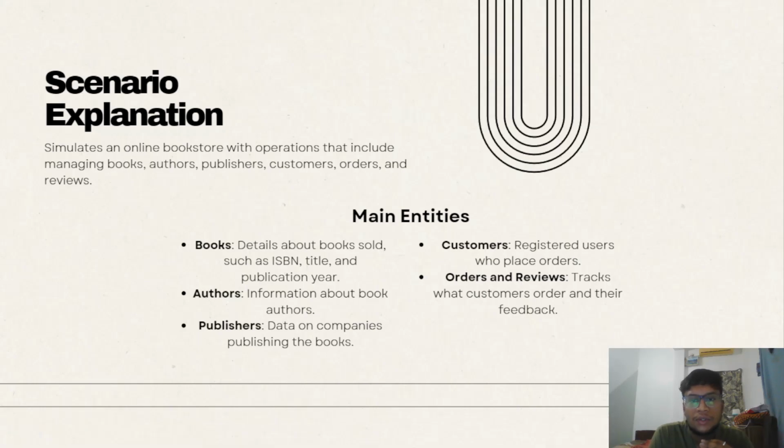What does an online bookstore need? The online bookstore may basically need books, authors, publishers, customers, their orders, and reviews. So these are the basic building blocks of the database for this online bookstore management system. Now, each book can be associated with multiple genres and linked to a specific author and publisher. Customers can place orders for one or more books and leave reviews with ratings and comments.